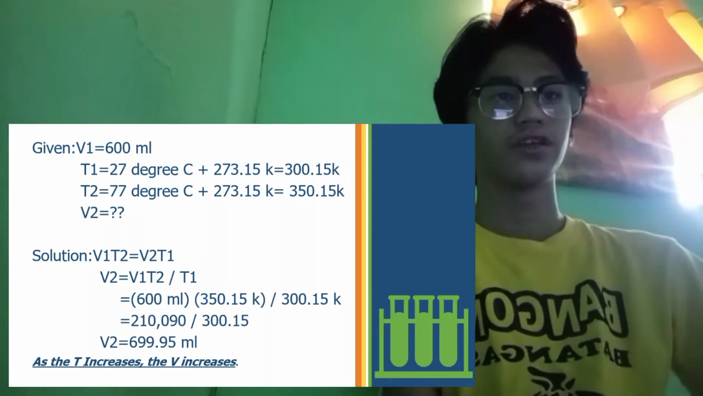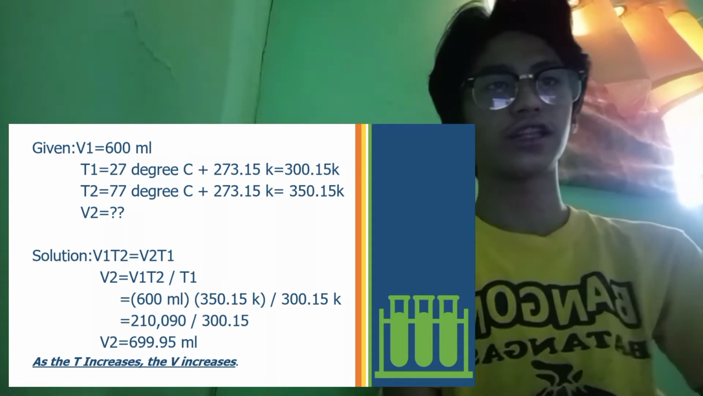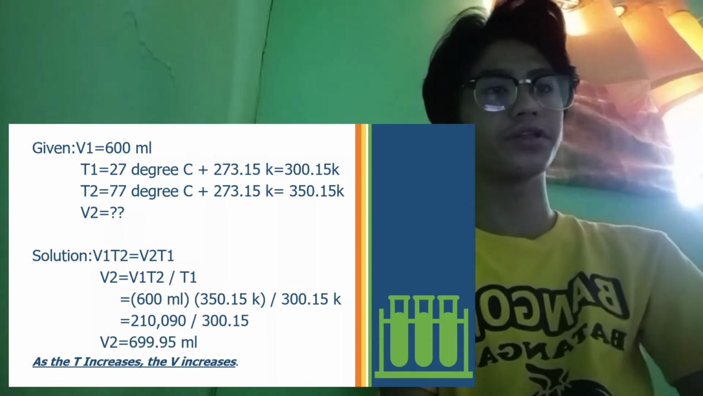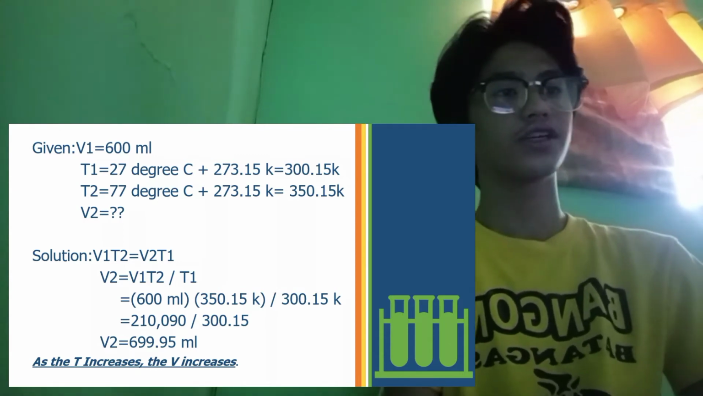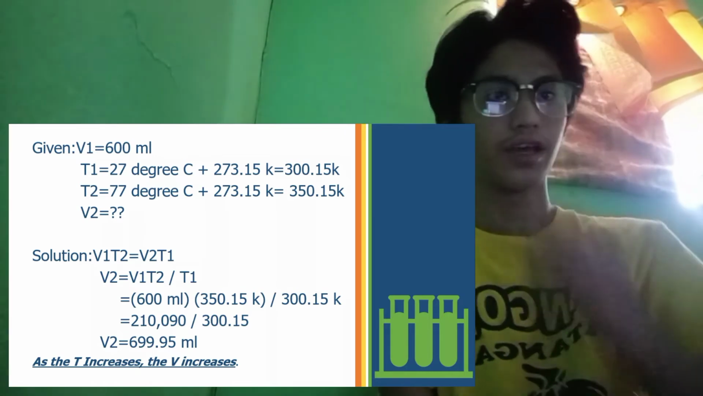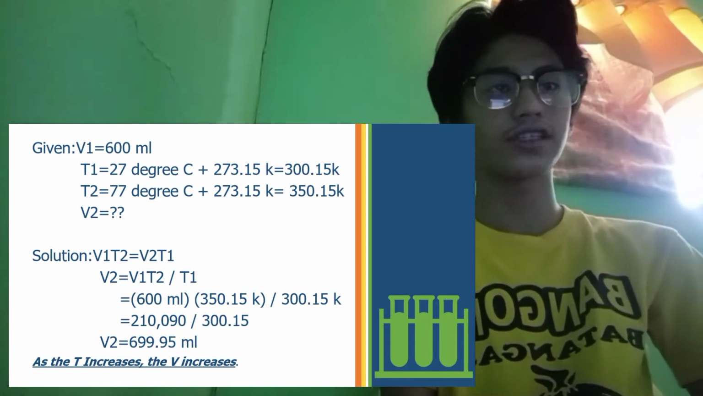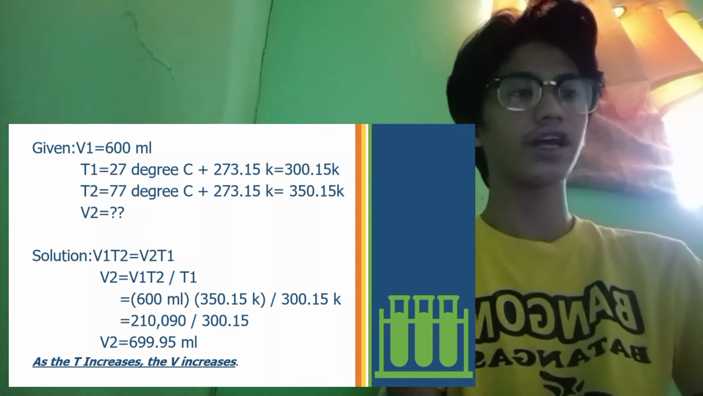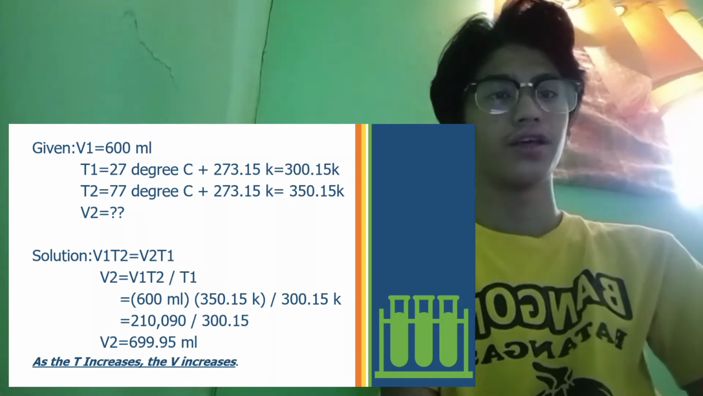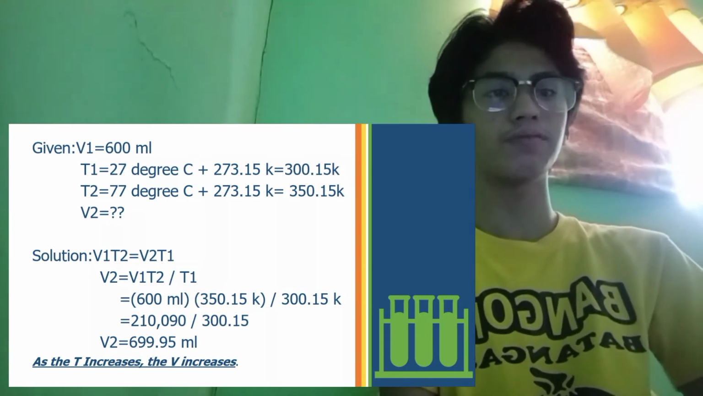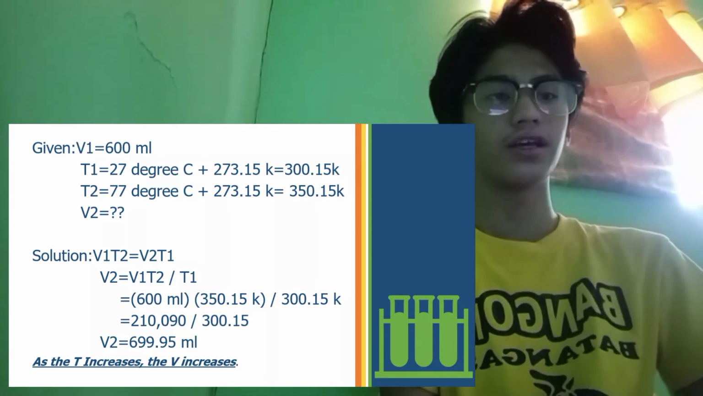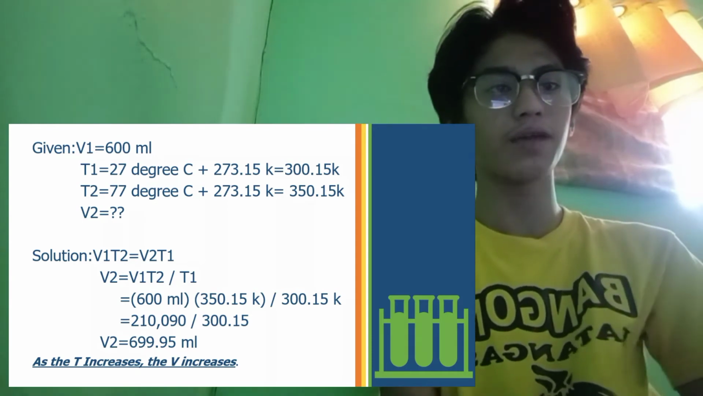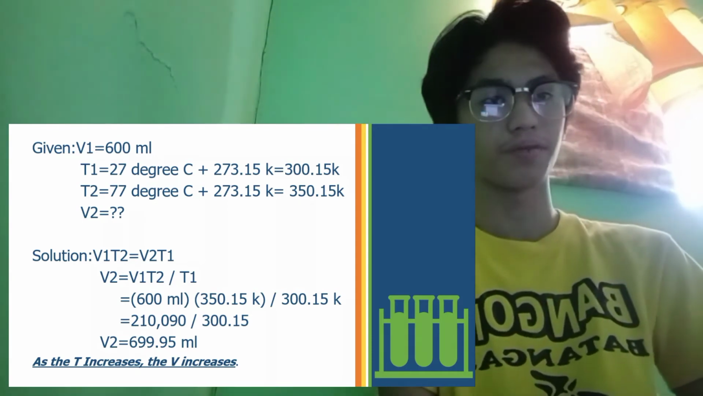Given: V1 is equal to 600 ml, T1 is equal to 27 degrees Celsius plus 273.15 K is equal to 300.15 K. T2 is equal to 77 degrees Celsius plus 273.15 K is equal to 350.15 K. Solution: V1 times T2 equals V2 times T1. Formula: V2 is equal to V1 times T2 divided by T1.